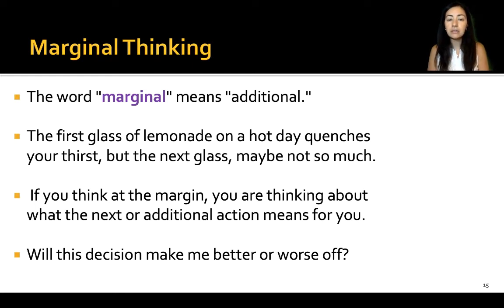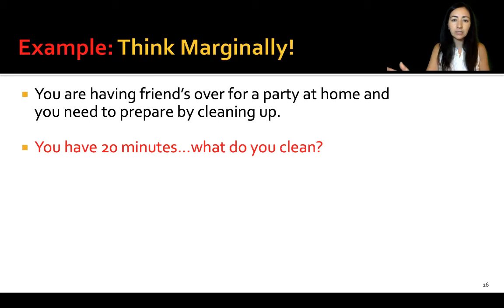So if you think at the margin, you're thinking about what the next or additional action means to you. Will this decision make me better off or worse off? We'll look a little more into the semantics of marginal decision-making in later sections. Let's do a little example. Let's think marginally. You are having friends over for a party at home and you need to prepare by cleaning up. You have 20 minutes.